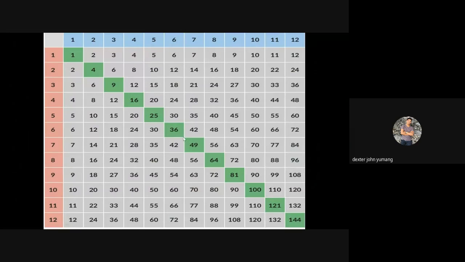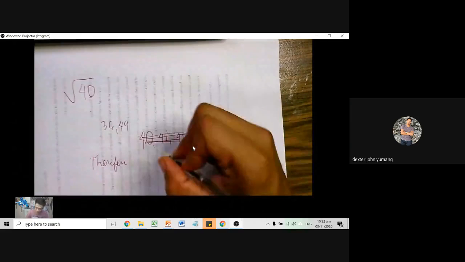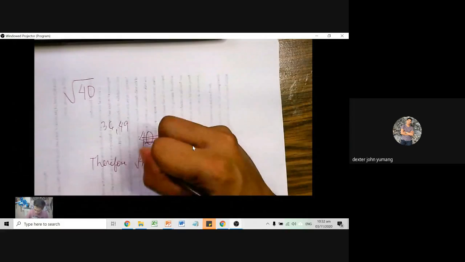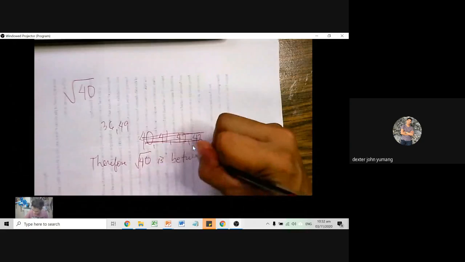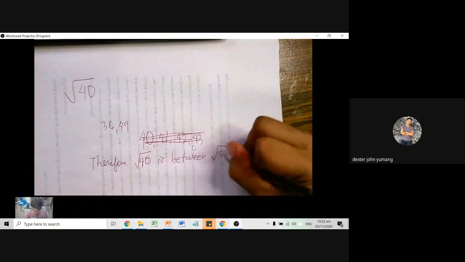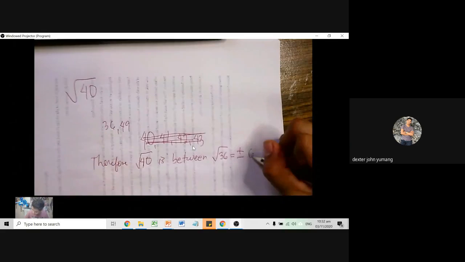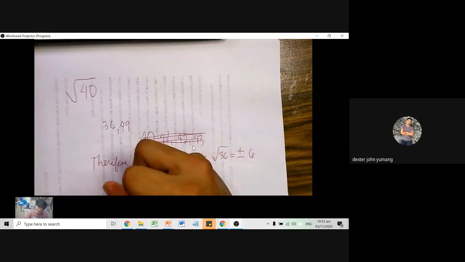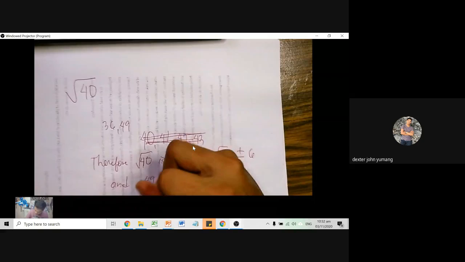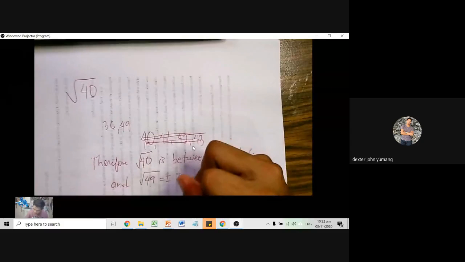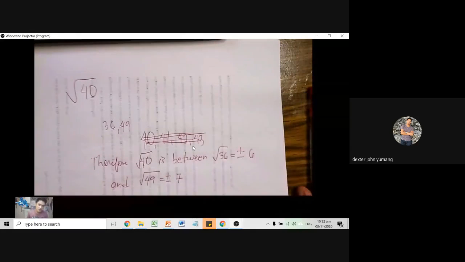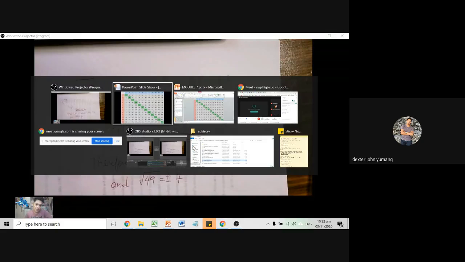So, yan lang po isusulat nyo. 36 and 49. So, ganun po. Therefore, therefore nyo na agad. Therefore, or tatlong tuldok, square root of 40 is between square root of 36, which is equal to plus minus, sa 36, that is 6 times 6, that is 36. Ganun po. And sa 49 naman, 7 times 7 is equal to 49. Therefore, plus minus 7. Ganun lang po. Next, another example.